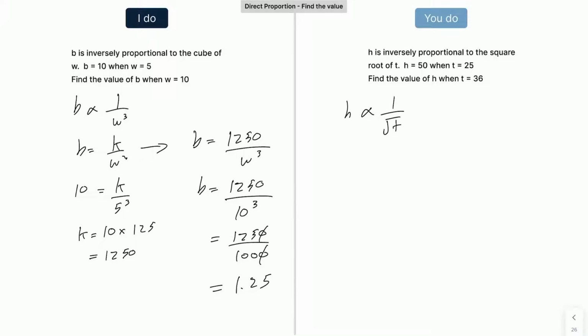So h is inversely proportional to the square root of t. So it's inversely proportional, so it'll be 1 over. Again, we're going to replace that with the equal sign. Sub the values in. And that is going to be 50 times 5, which is 250.